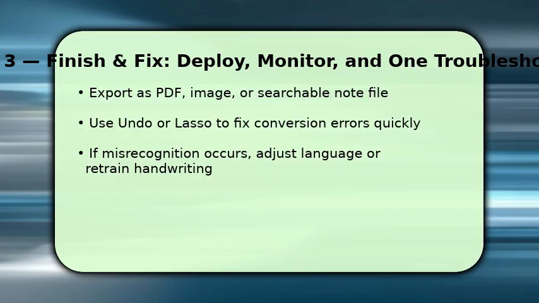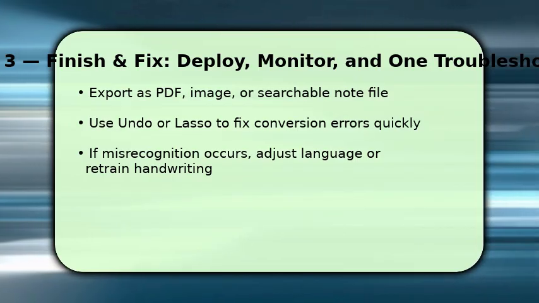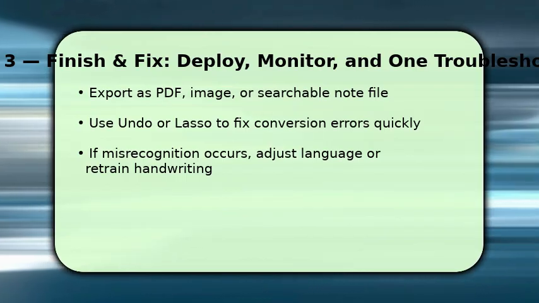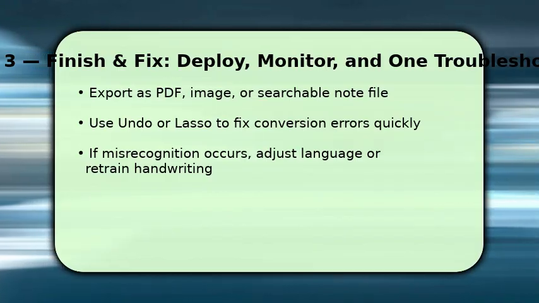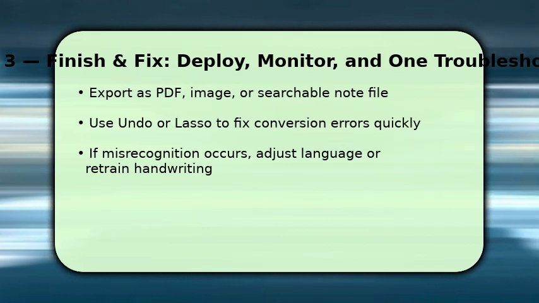If you need to keep handwriting, export as image. For editable text, export as searchable PDF. If something goes wrong, undo immediately or reselect strokes with the lasso and reconvert. If persistent misrecognition happens, switch the recognition language, clear any conflicting grammar settings, or retrain your handwriting style in Apple settings. These steps restore accuracy.